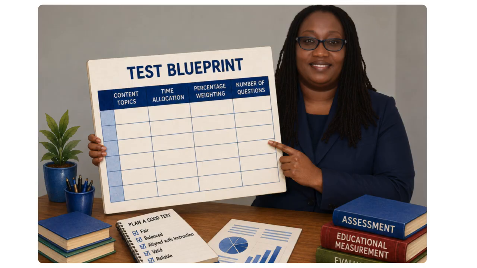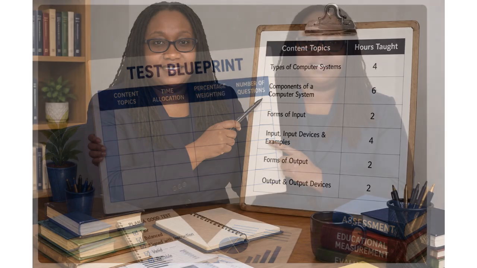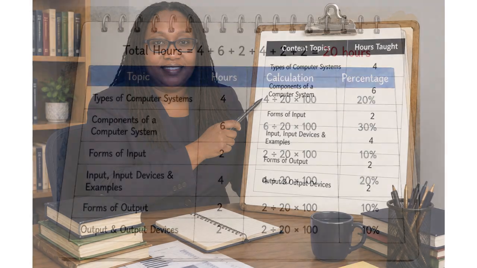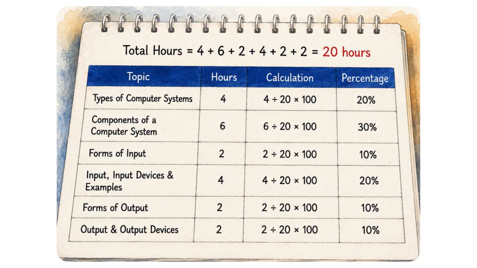The first step is to identify how many hours were spent teaching each topic. In this example, types of computer systems was taught for 4 hours. Components of a computer system was taught for 6 hours. Forms of input was taught for 2 hours. Input devices and examples were taught for 4 hours. Forms of output was taught for 2 hours. Output and output devices were taught for 2 hours. These teaching hours will be used to calculate the weighting for each topic.